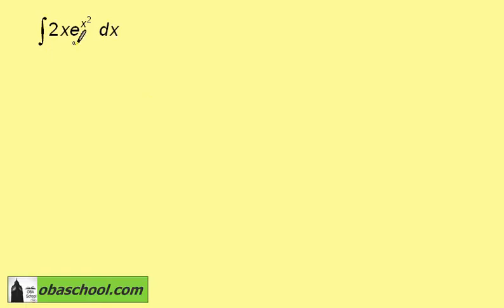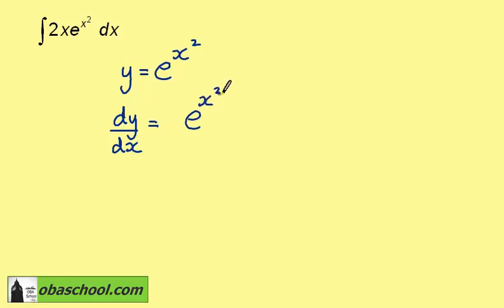We want to integrate 2x times e to the x squared with respect to x. Consider first having y equal to e to the x squared. If we differentiate this, dy/dx is equal to e to the x squared, but then we have to multiply by the differential of the inside function, which is 2x. This gives us 2x e to the x squared.